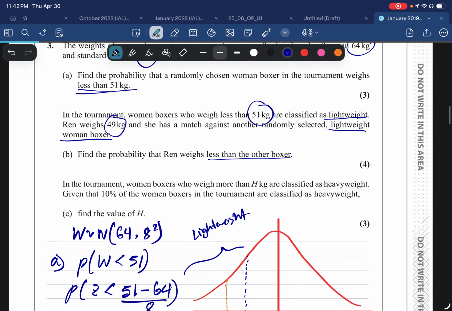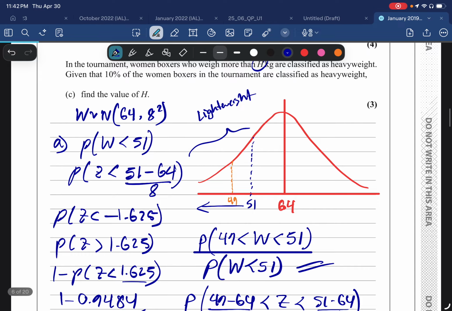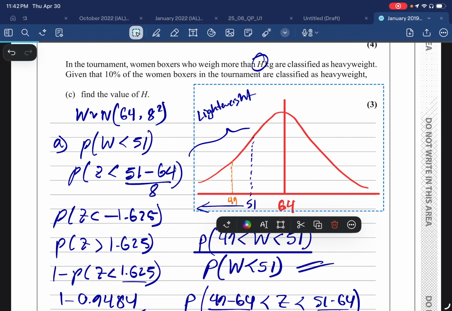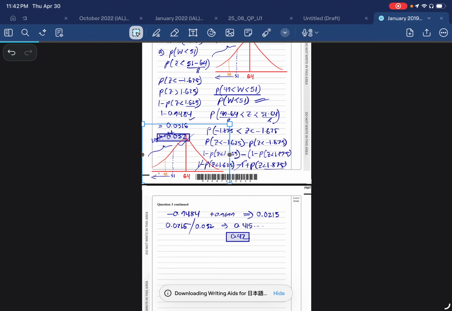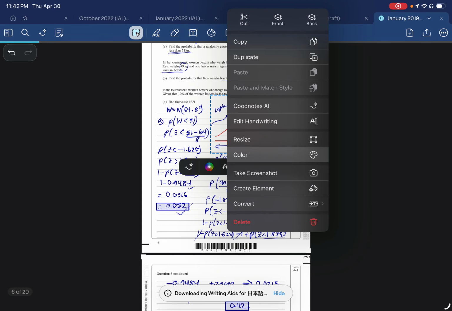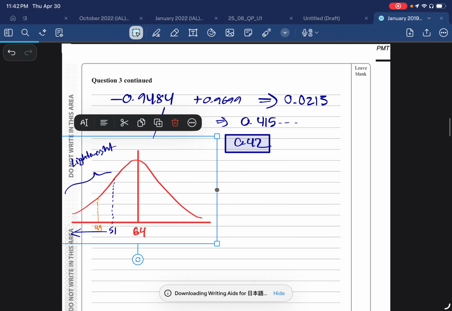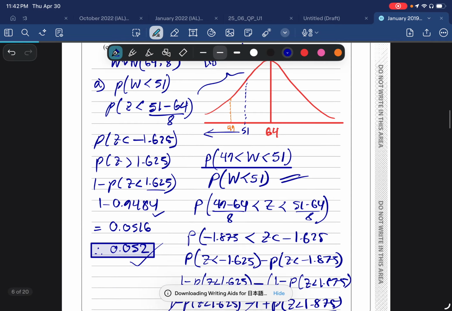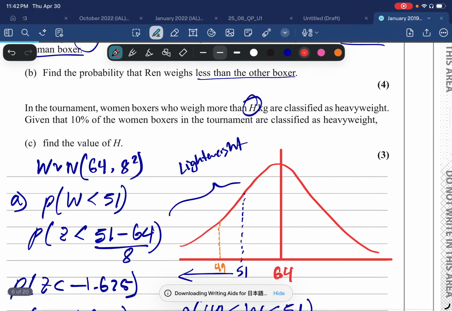That was a weird question. In the tournament, women boxers who weigh more than H are classified as heavyweight. So I'm going to draw this out again, or we're just going to copy this and paste it over here. So the question says that women boxers who weigh more than H are classified as heavyweight.